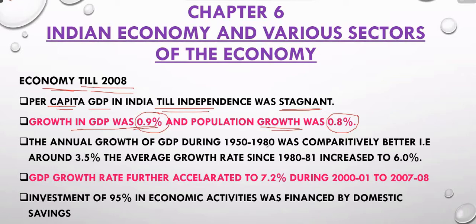You can see between these three decades, from 1950 to 1980, the GDP growth increased to 3.5%, and later it increased again to 6% till the year 1981-82. Then the GDP growth rate accelerated after 1980-81. There was a huge increment seen in the GDP, 7.2% during the period of 2001 to 2008.